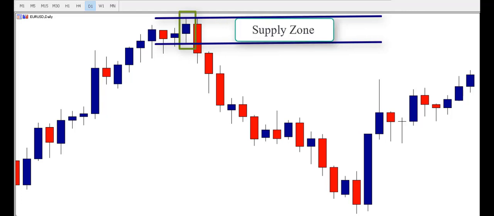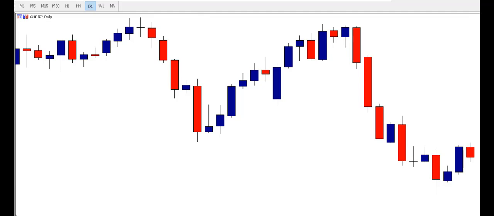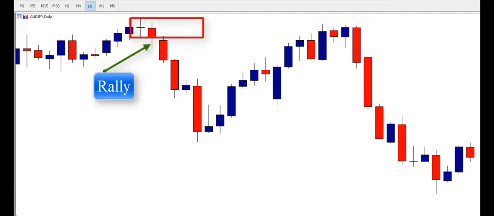When the market returns to test the zone, we wait only for a price action signal to short the market. We will talk about how to trade the zone in future lessons. Look at another example. This is the Aussie Yen daily chart. This is a rally base drop supply zone pattern.